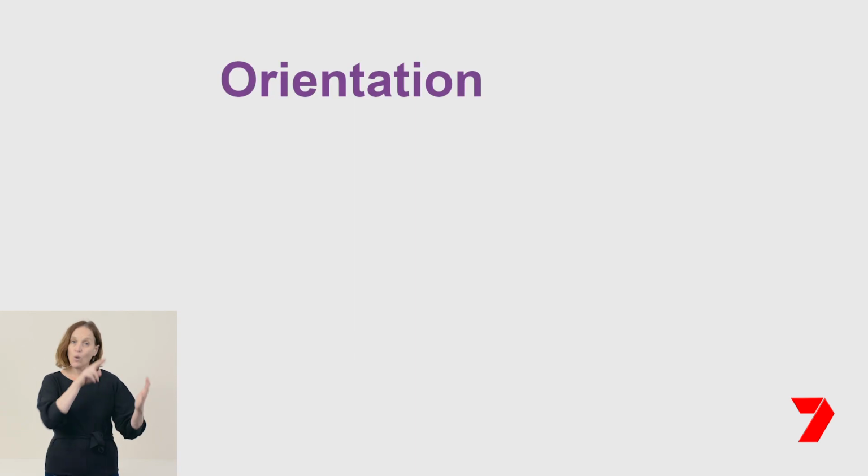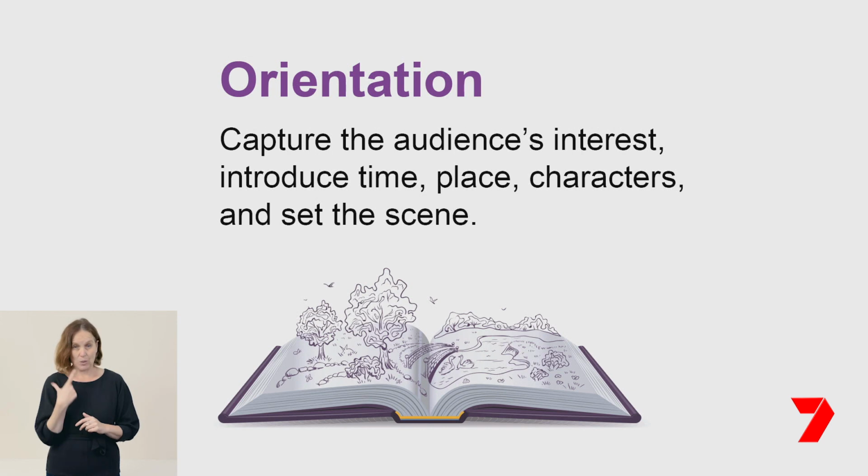We are going to read the orientation to this poem. The purpose of an orientation is to capture the audience's interest, introduce the time, place, and characters, and set the scene. This means we should get a good idea about the character traits of some of our main characters. Would you like to read along with me? Let's begin by reading the first few stanzas of the poem.